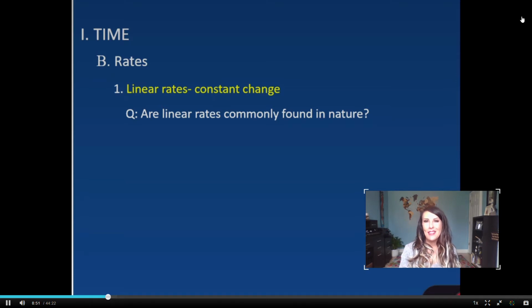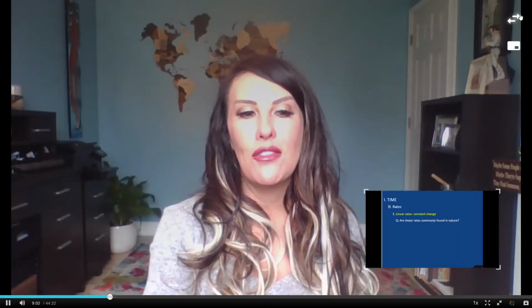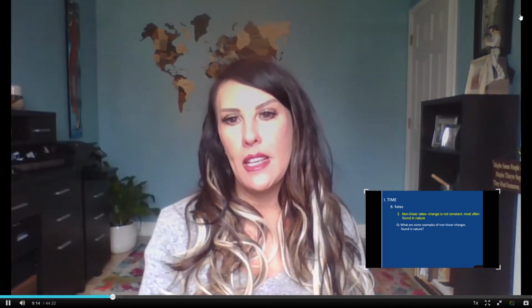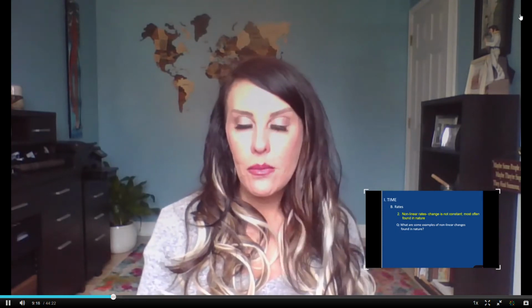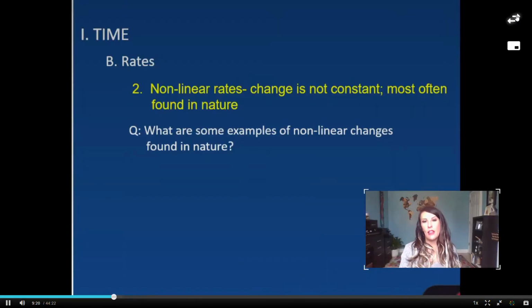Thank you for that. But our question is, are linear rates commonly found in nature? And your answer is no, it's not likely, because there's a whole lot of different variables. It is not natural for something to continually increase. So instead, we look for all different types of nonlinear rates, where the change is not constant. These are most often found in nature. What are some examples of nonlinear rates?